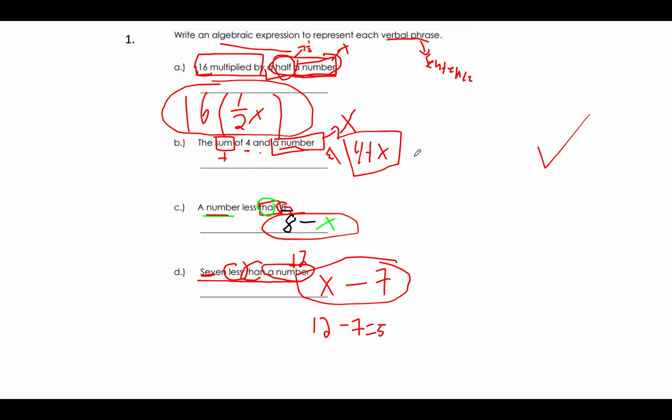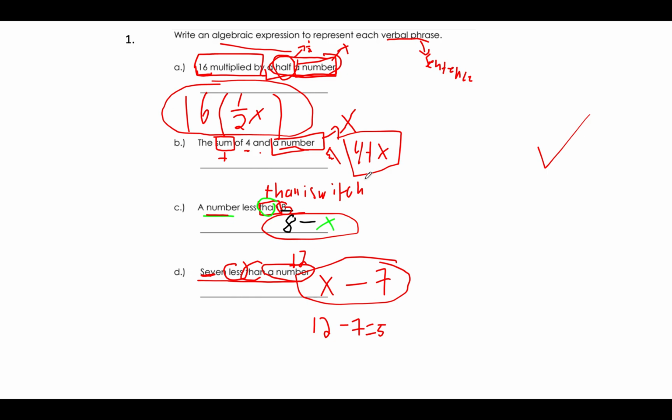Awesome. For B, we have the sum of 4 and a number. We know that a number, once again, is x. Sum means plus, so that's going to be 4 plus x. For C, we have a number less than 8. That means we're going to take a number, x, and we're going to take that away from 8. Remember, the word than is a switch word. That means we're going to switch the order of our numbers and our variables. That means we're going to do 8 minus x.